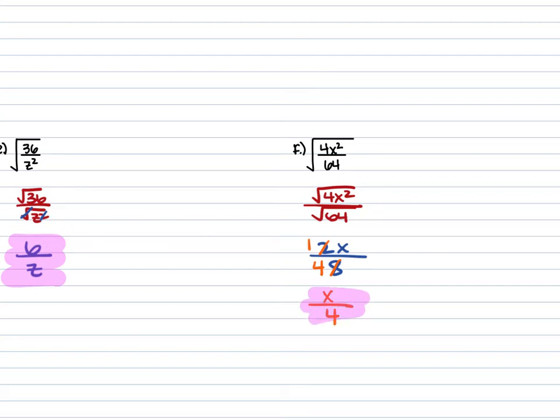Now you could have also simplified this from the very start. 4 divided by 64 is 1 over 16. So this is literally the same exact thing as saying x squared over 16 underneath your radical. So again, you could have done it either way. You could have simplified first, then taken the square root of the numerator, and taken the square root of the denominator, or done what we did, take the square root of the numerator, take the square root of the denominator, and then simplify.